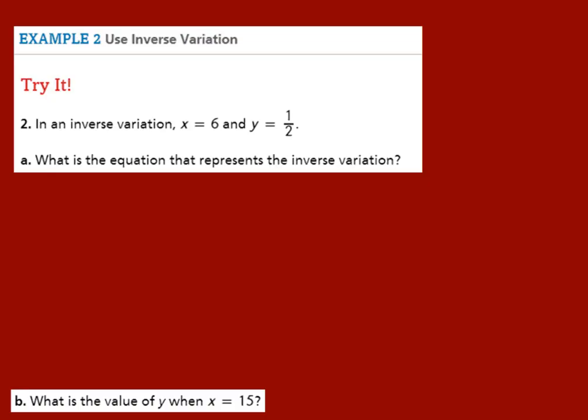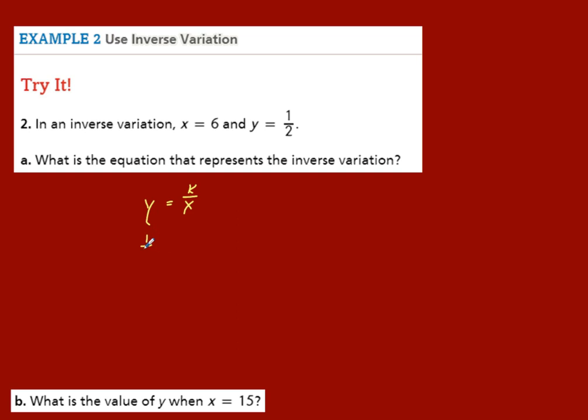Alright, so let's look at number 2. In an inverse variation, x equals 6 and y equals 1/2. What is the equation that represents the inverse variation? Well, we know it's an inverse variation, so we can start off by writing y equals k over x. That's the definition of an inverse variation. That's the equation. And we plug in x and y and we solve.